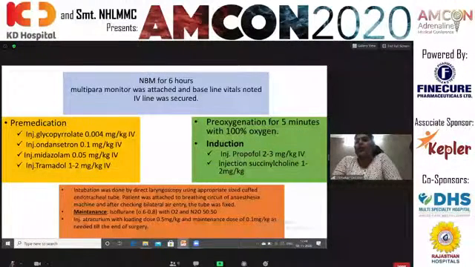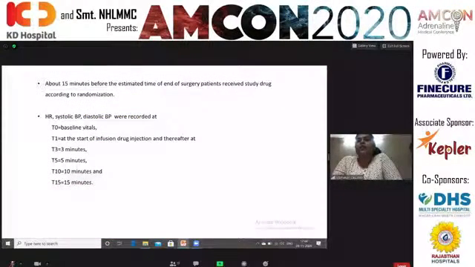Injection atracurium with a loading dose of 0.5 mg per kg and the maintenance dose of 0.1 mg per kg as needed till the end of the surgery. About 15 minutes before the estimated end of the surgery, the patient received the study drug according to the randomization. Heart rate, systolic BP, diastolic BP were recorded at baseline, at the start of the infusion of the drug, 3 minutes after, 5 minutes after, 10 minutes after, and 15 minutes after the infusion of the drug.